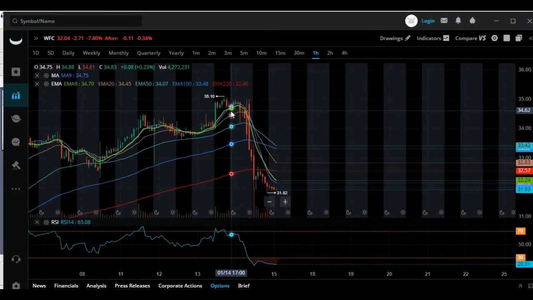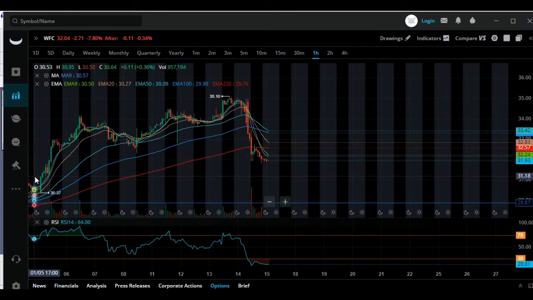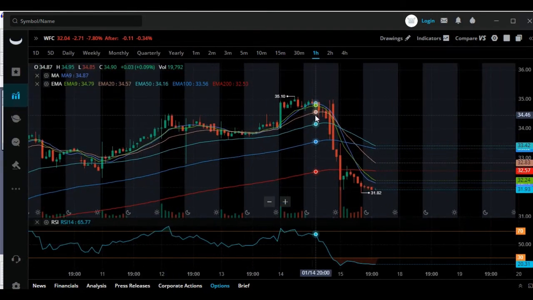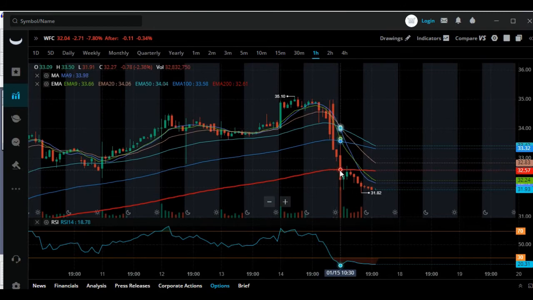A 5 minute just literally gives you within the day or two, but the 1 hour can give you all the way up to 2 or 3 weeks. As you guys can see here right now, Wells Fargo actually hit the 200, which is a solid indicator when you want to go ahead and start to take some position.